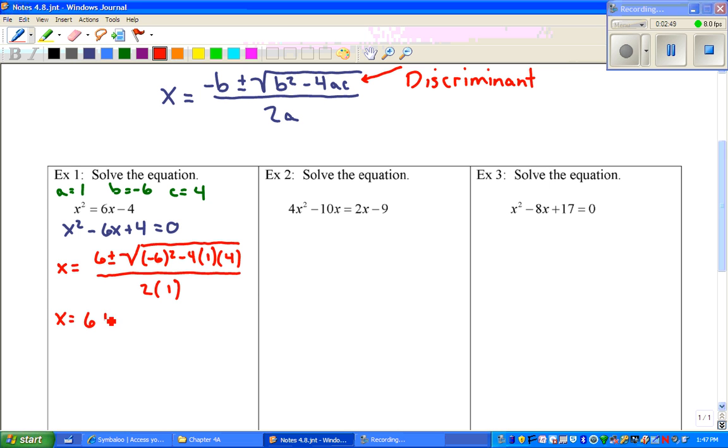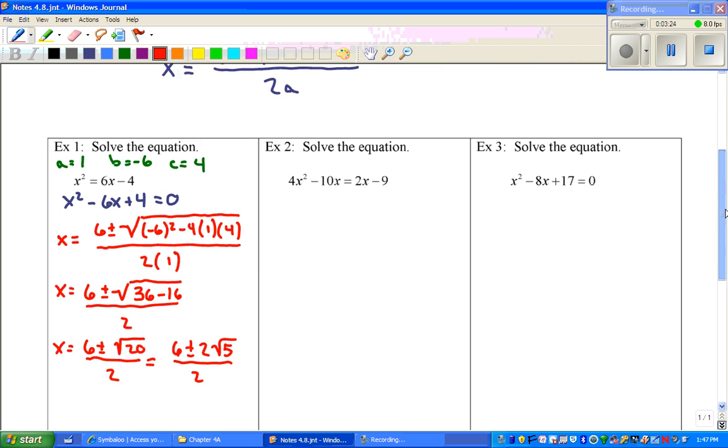So I get 6 plus or minus the square root of 36, and then negative 4 times 1 times 4 gives me negative 16, all over 2 times a, which gives me 2. Now we get x is equal to 6 plus or minus the radical of 20 all over 2. When we simplify radical 20, it comes out to be x equals 6 plus or minus, 4 is a perfect square in there, so 2 radical 5 over 2.